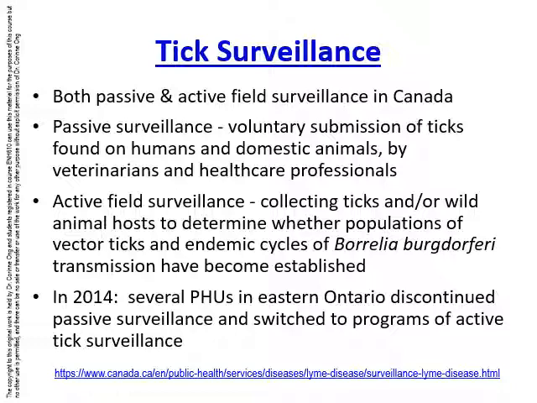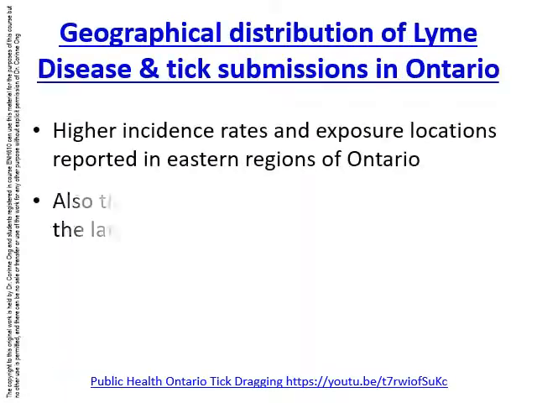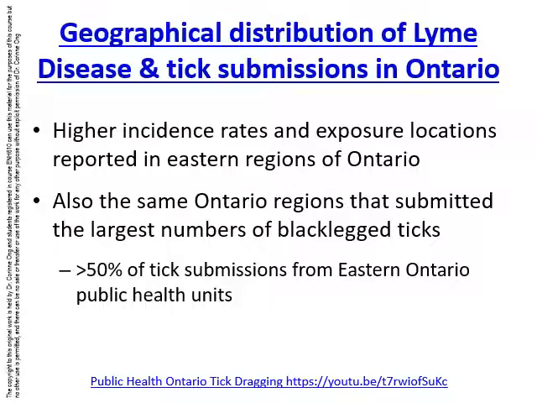In 2014, several public health units in eastern Ontario discontinued passive surveillance and switched to programs of active tick surveillance. As you saw from the map of Ontario Lyme disease risk areas, higher incidence rates and exposure locations were reported in eastern regions of Ontario. These are also the same Ontario regions that submitted the largest number of black-legged ticks. More than 50% of tick submissions are from Eastern Ontario public health units.